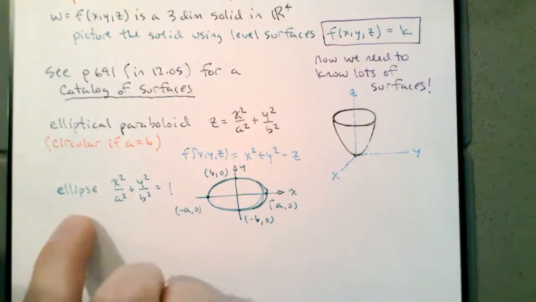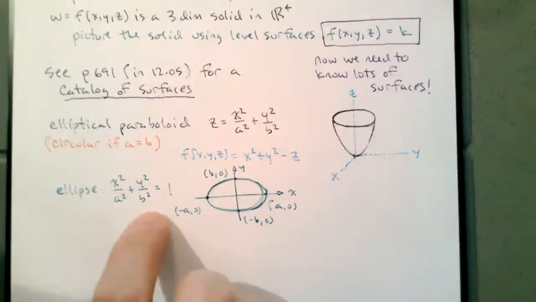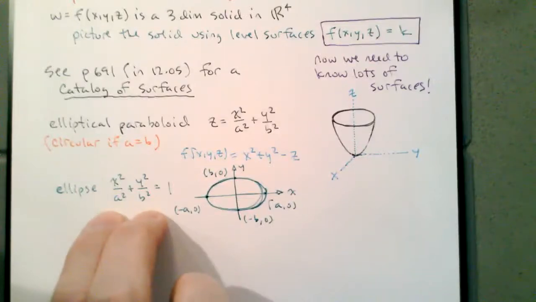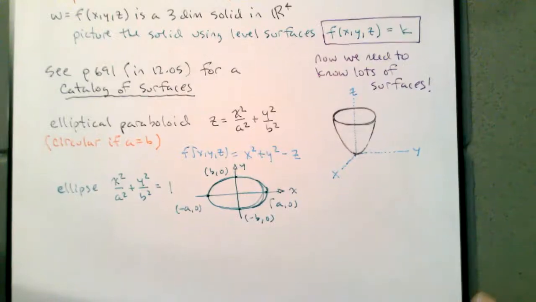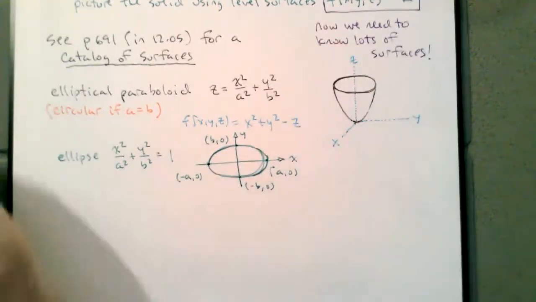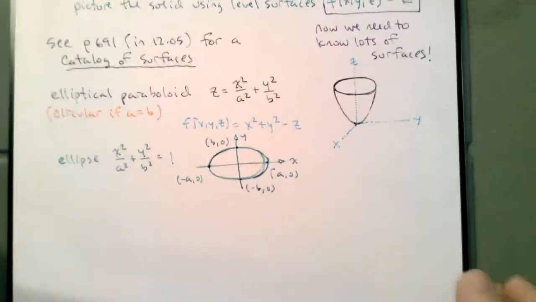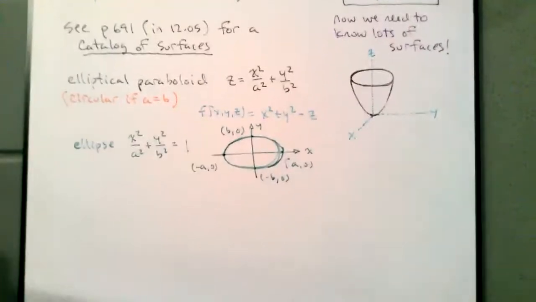So an ellipse happens when we have x squared and y squared and they both have the same sign. If one of the signs is different, then we get a hyperbola. So if I change one of these signs, yikes, walking and everything.